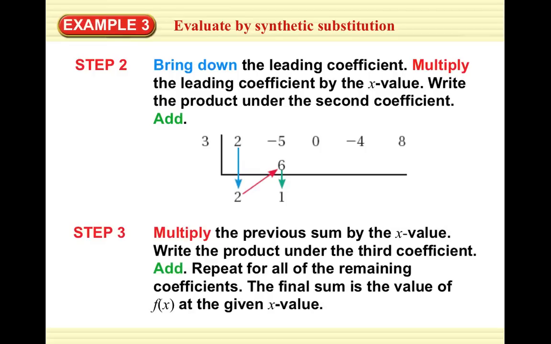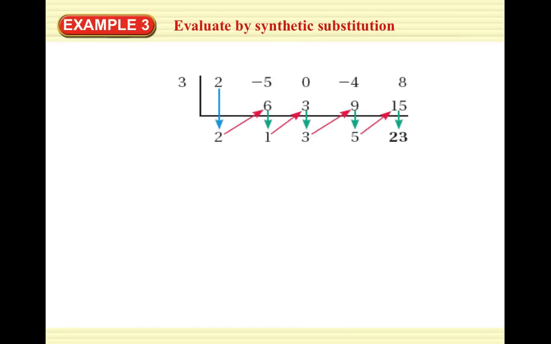Then we're going to bring down the leading coefficient, so follow the blue arrow, multiply that leading coefficient by the x value, so 2 times 3, write the product under the second coefficient, so again, follow the red arrow, and then we're going to add -5 plus 6 to get +1. And we're going to repeat this process. So multiply the previous sum by the x value, write the product under the third coefficient, add, repeat for all the remaining coefficients. The final sum is the value of the function at the given x value. So we're going up and down, up and down, all the way across until we get the value of 23.